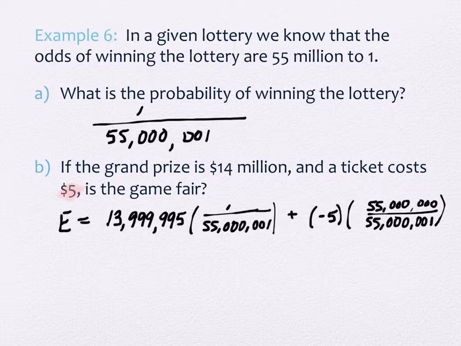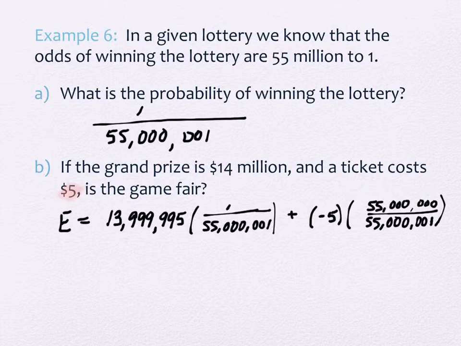I don't understand why it's the -5 times that over that. It's always the change in our wallet. The value is the change in our wallet if we win versus if we lose. If we win, our increase in our bank account is 13 million and some change, over 55 million. You mean the probability next to it?